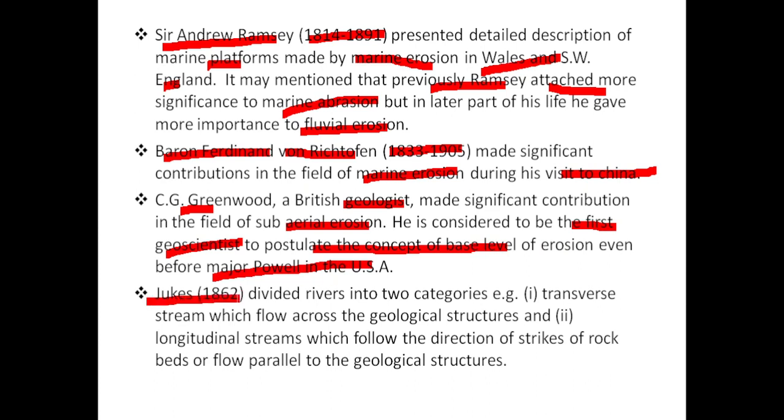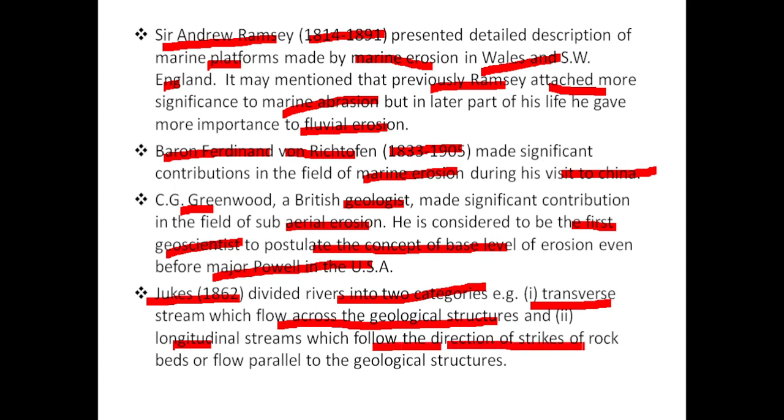Jukes, in 1862, divided rivers into two categories: transverse streams and longitudinal streams. Transverse streams are those which flow through the geological structures, and longitudinal streams follow the direction of the strike of rock beds and flow parallel to the geological structure.